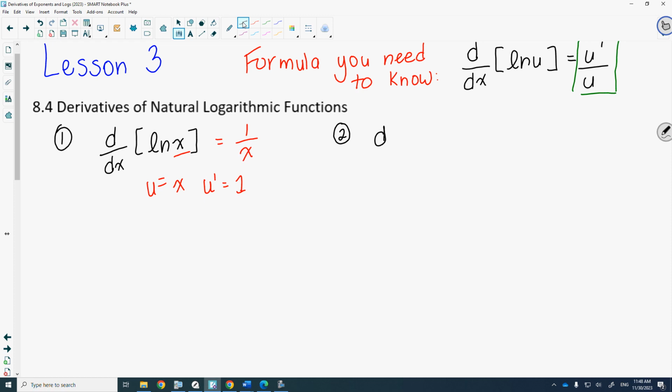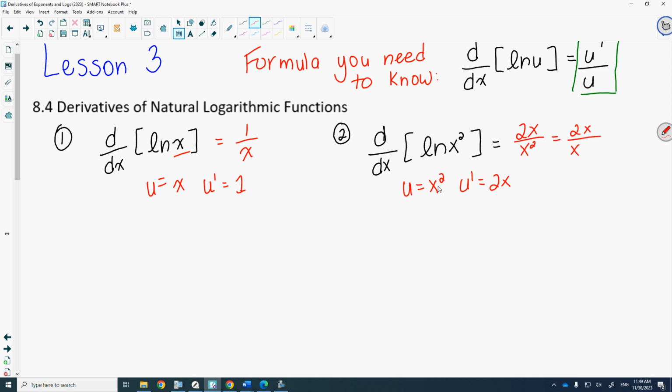What is the derivative of the natural log of x squared? And I'm actually going to show you two different ways that we could do this one. The way I just showed you, we would identify what u is, and u is going to be equal to x squared. And then the derivative of u, which is u prime, would be 2x. So the derivative of the natural log of x squared is going to be u prime over u, so 2x over x squared. This could be rewritten as 2x over x times x, and I will just cancel. And the derivative of the natural log of x squared is 2 over x.